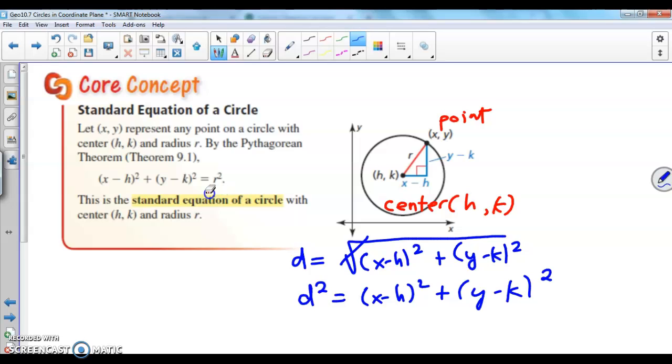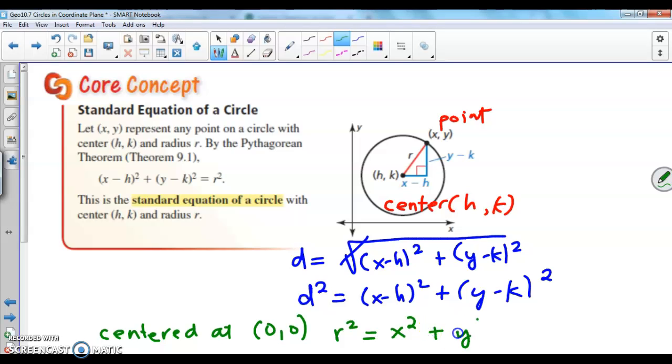Well, what if the center of the circle is (0, 0)? What happens? Is that possible? Well, if your circle is centered at the origin, which is (0, 0), then the values of h and k here will just be 0. So using r now instead of d, the equation will be r squared is equal to, pretty much, (x minus 0) squared. But what is x minus 0? It will just become x. So that will be r squared is equal to x squared plus y squared.